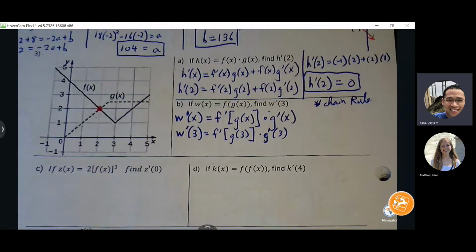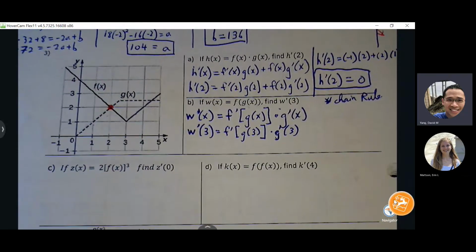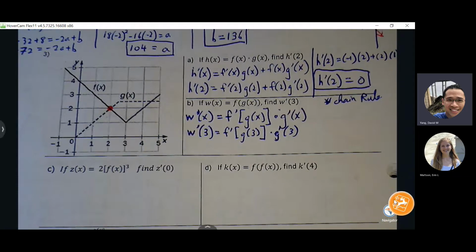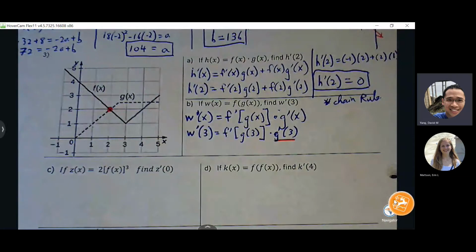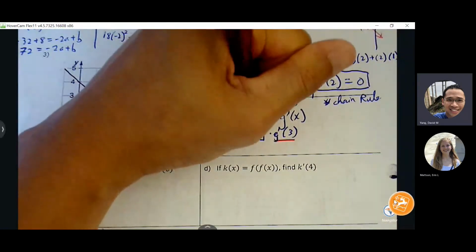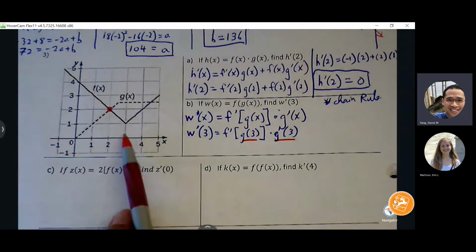We can't quite get to the answer yet, but we can find some information that gives us a stepping stone here. So what's achievable? What's easy to find based off what we have so far? We can find g prime of 3. That's just looking at the graph. And what else is easy to find? g of 3. Right. So we're going to find those two first. It doesn't quite get us to the answer, but it will get us one step closer. Okay, so let's go to 3 here.